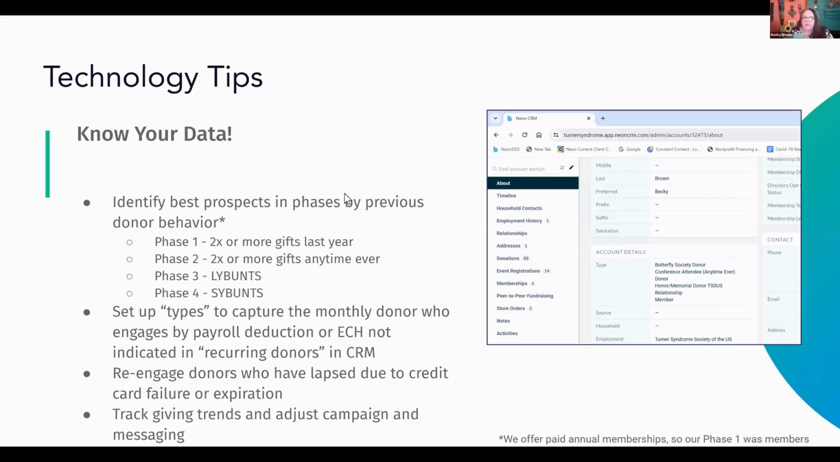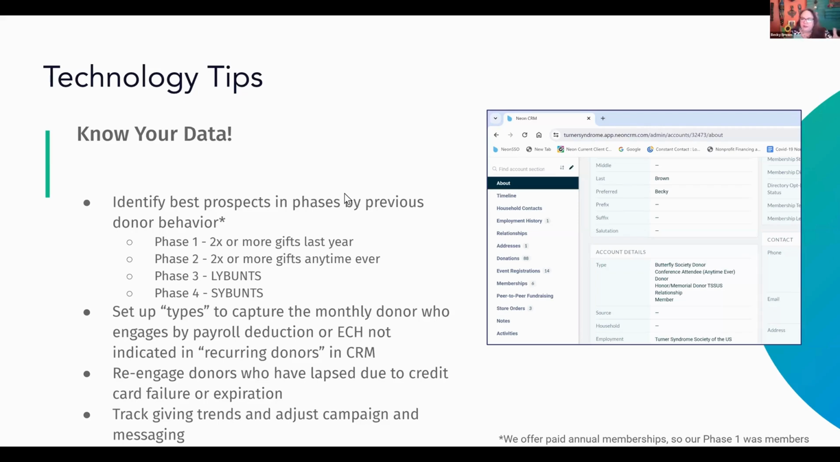Well, you have to know your data because you don't know who to ask or how to do it or who you've asked unless you're tracking this information. So we rely really heavily on Neon, especially when I was trying to look at our donors and look at our data and find out where the opportunity for growth was. Neon is hugely helpful because you can look at all of your donor behavior and your non-donor behavior and make strategic plans for launching this program or any campaign based on that information.